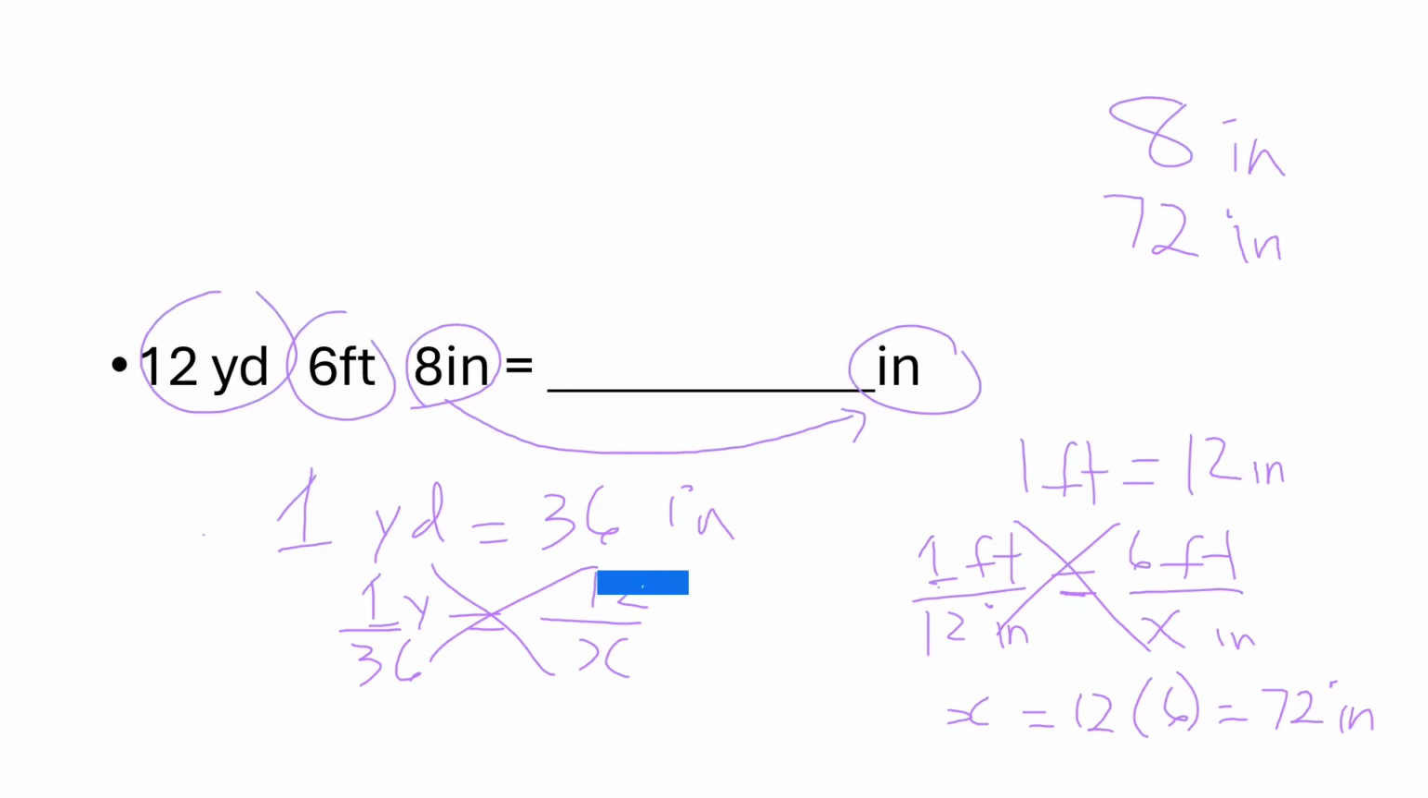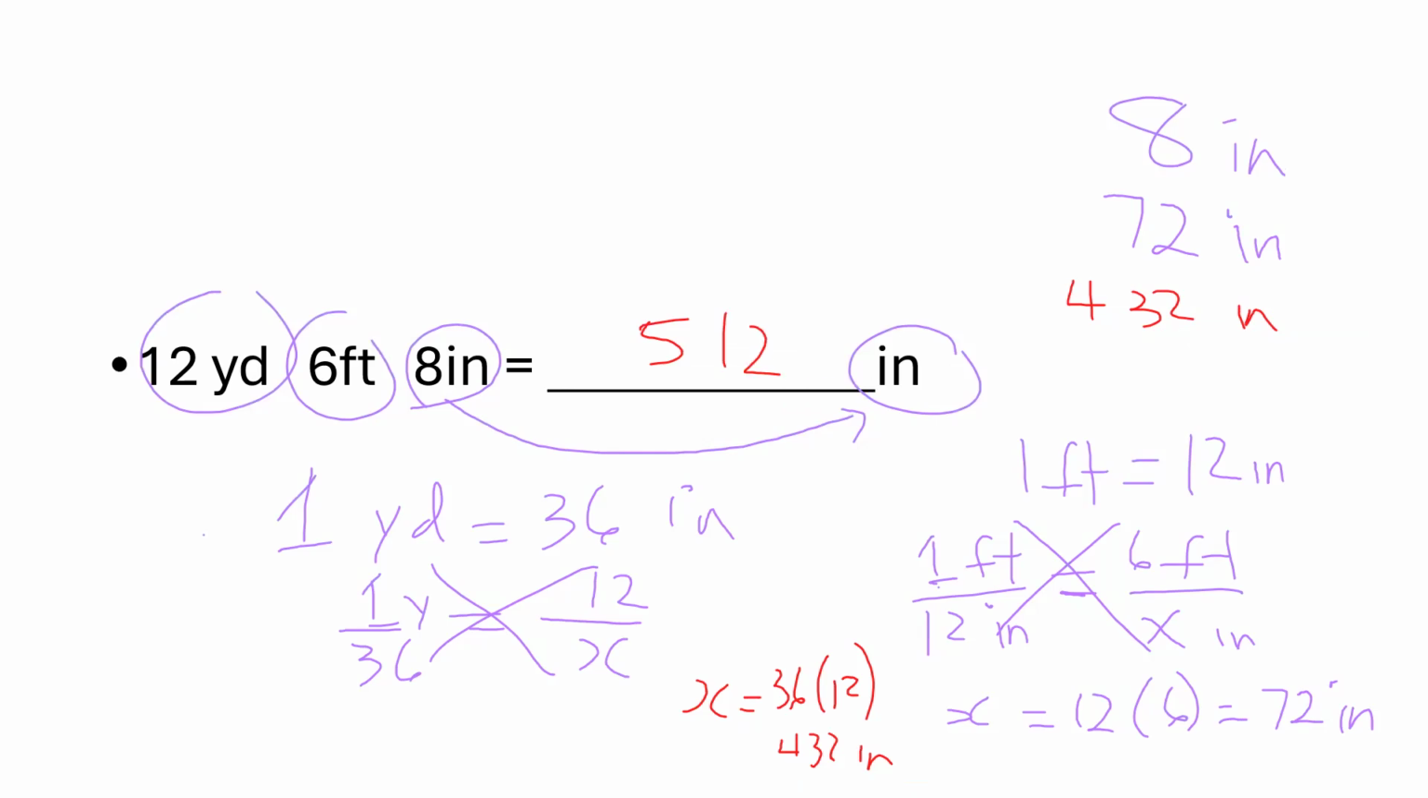So if you cross multiply, you're going to have 1 times X is X equals 36 times 12. And 36 times 12 is 432. So this gives me 432 inches. So I come up here and then I put 432 inches. I'm going to add them all, and that should give me 512 inches.